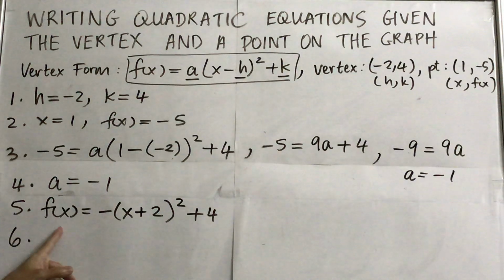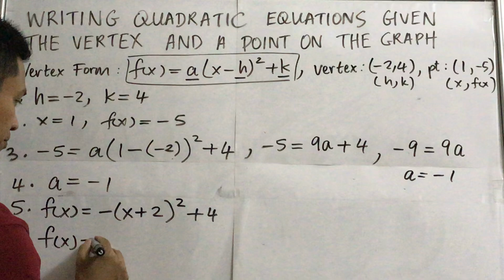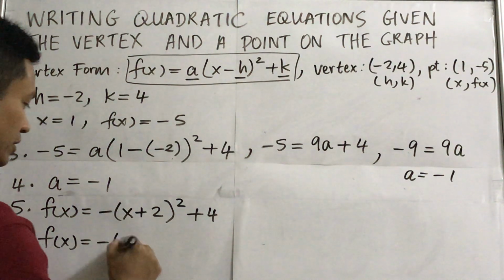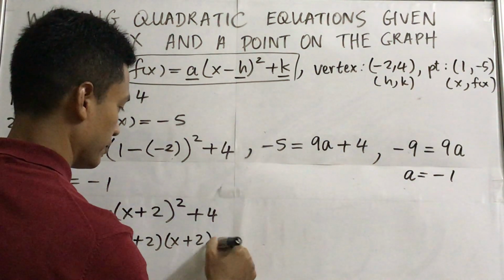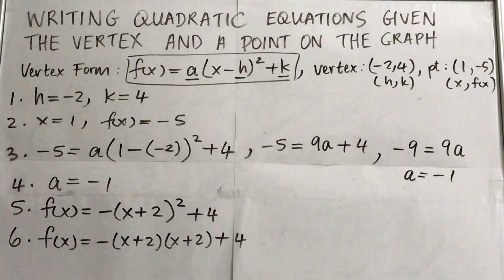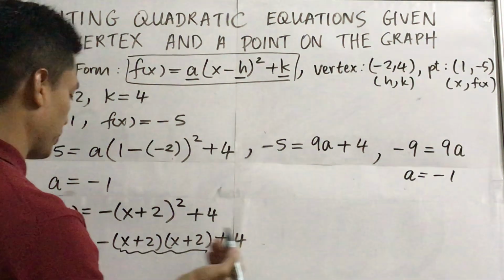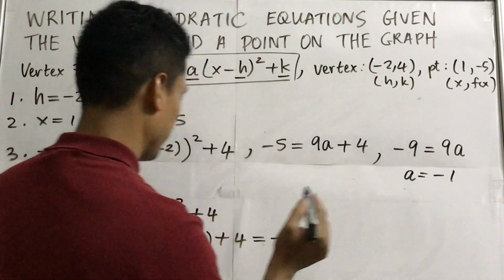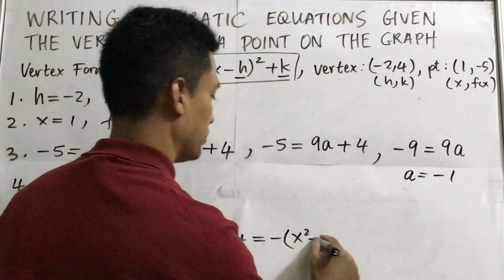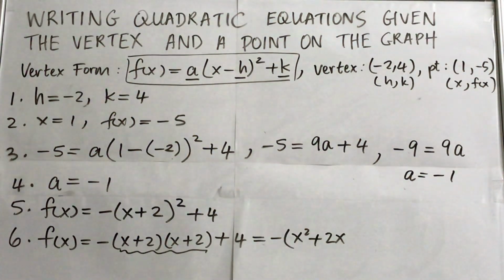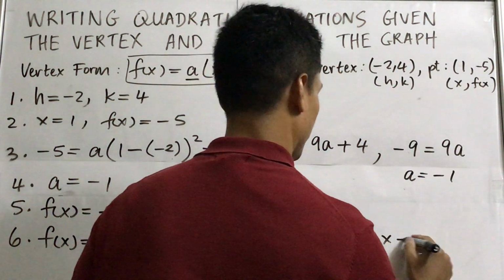So what are we going to do? We're going to expand this. Okay, let's expand it. Leave the negative outside. Okay, let's deal with these 2 parentheses. Leave the negative outside. X times x, x squared. X times 2, 2x. 2 times x again, 2x. 2 times 2 plus 4.